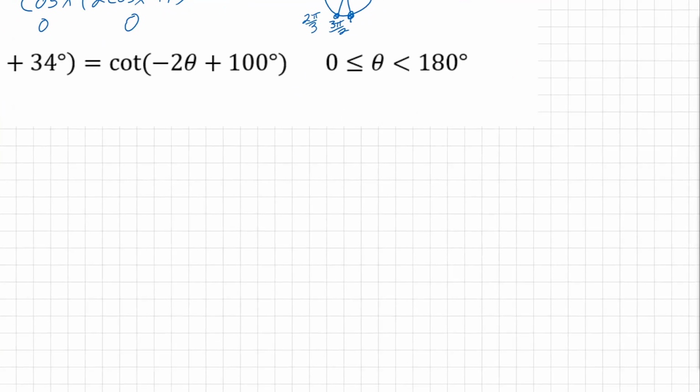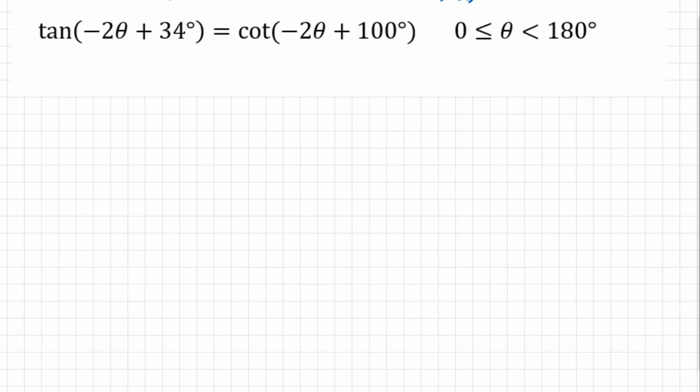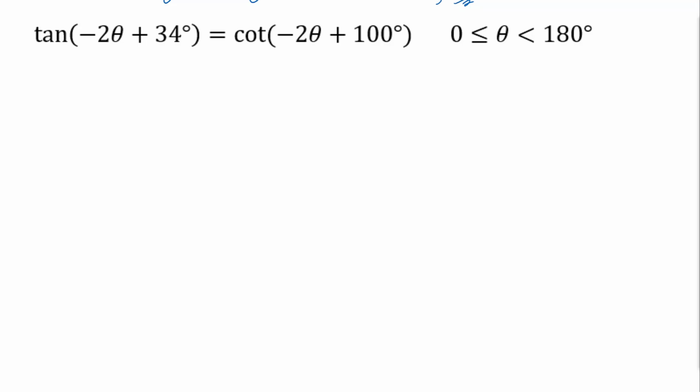One last exercise. And this one's a little weird too. It's got tangent of negative 2 theta plus 34 equals cotangent of negative 2 theta plus 100 degrees. Theta is between 0 and 180 degrees. Again, we want to get these in the same terms if we can. One might be tempted to look at this as a sum formula, tangent of the sum of two different things, but that just made it ugly when I looked at it that way.